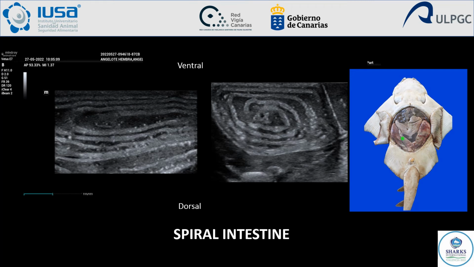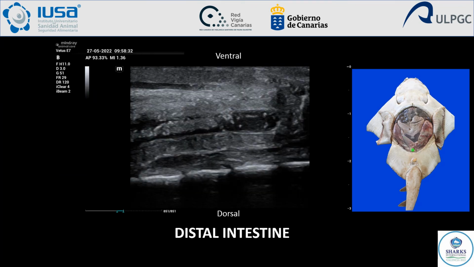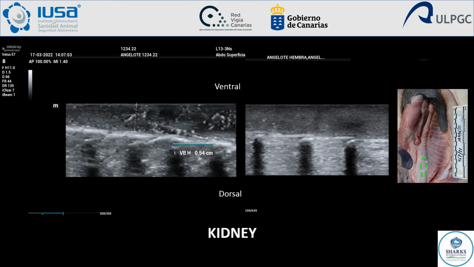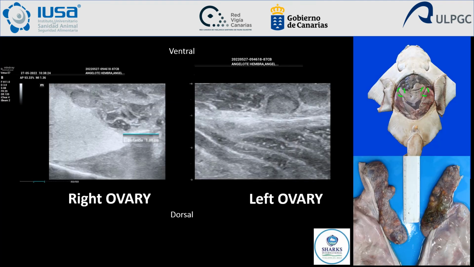In this view, we can clearly see the spiral intestine, with its characteristic morphology that gives it the name. Echogenic particles, compatible with food content, can also be appreciated inside. Similarly, we can observe the distal intestine, with its wall and the lumen also containing food. The kidneys are placed caudal and dorsal. Here we can see them in the upper part of the image with an anechoic aspect. At the bottom of the image, we can see the presence of the vertebra.